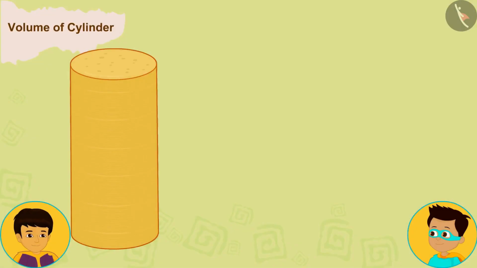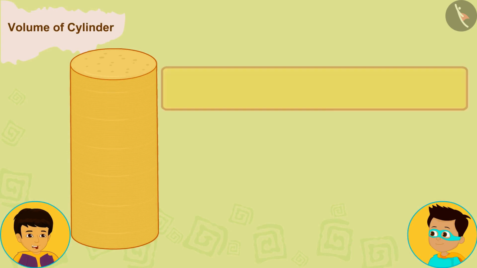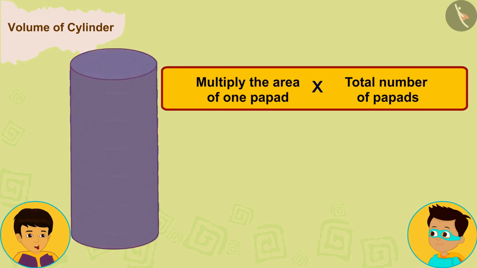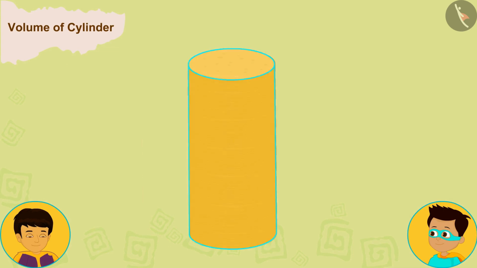Well done, Thomas. Now, all we have to do is multiply the area of one papad by the total number of papads that fit in the box, and we will know how much space all the papads are collectively occupying in this cylindrical box. Notice that the space enclosed by the box is equal to its volume, and the space enclosed by all the papads combined is the capacity of the box.